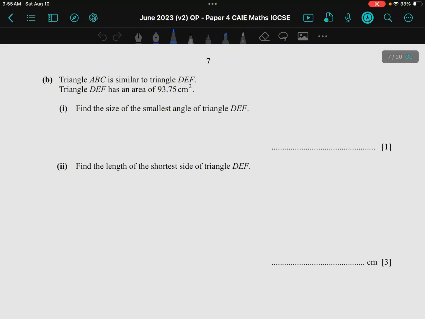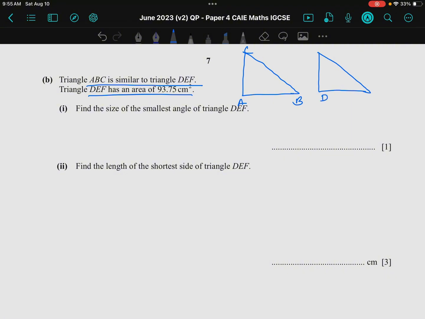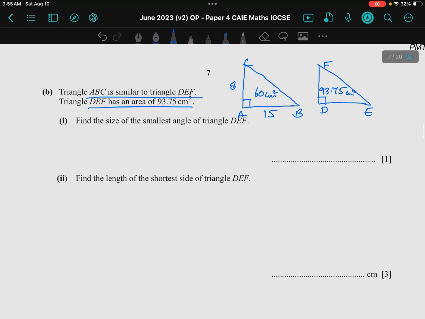Part number B, triangle ABC is similar to triangle DEF. Triangle DEF has an area of 93.75 centimeters square. Find the size of the smallest angle of triangle DEF. First of all, make two triangles here. It is A, B, C, D, E, F. These two triangles are similar. We have calculated this as 8, this as 15, and the area for this is given as 60. For this, the area is given as 93.75. So find the size of the smallest angle of triangle DEF.